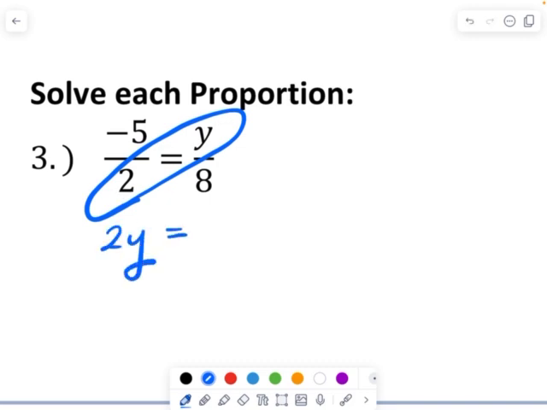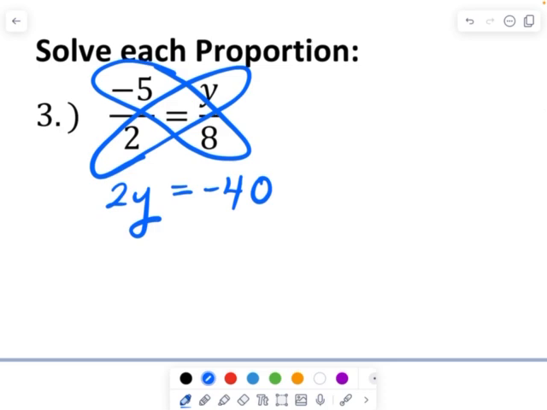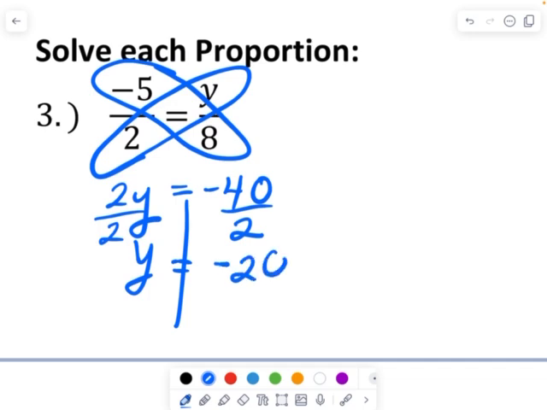So 2 times y is 2y, and it's equal to the other side, -5 times 8, which is -40. Now I just have a one-step equation to get y by itself. I'm going to divide both sides by 2, and I should get that y is equal to -20.